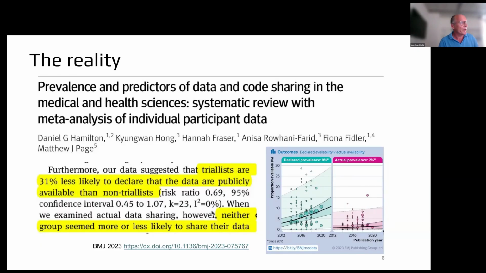There is also some subgroup analysis, if you wish. How is this in clinical trials and not, let's say, observational studies or other fields of medical research? And actually, in clinical trials, the PIs are less likely to declare that the data are publicly available than non-trialists. So that was one of the findings, specifically referring to clinical trials. And when it comes to actual prevalence, neither group seemed more or less likely to share their data. So I guess you are all aware of this, that in medical research, it's pretty rare that data are shared.